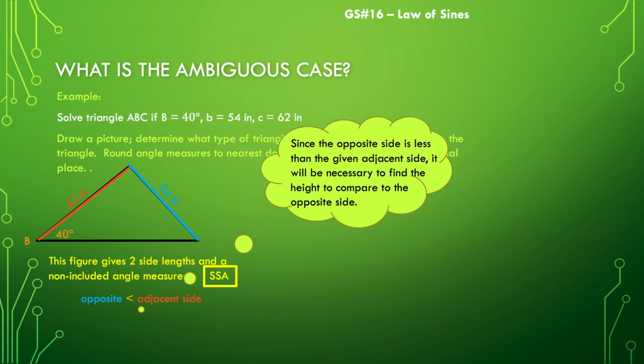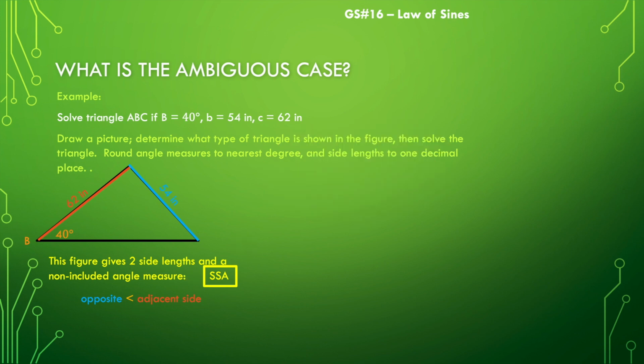Let's solve for the height and find out. Remember, the height is going to be equal to the adjacent side times the sine of this given angle measure. So 62 times the sine of 40 degrees. And I find that the height is about 39.9. So I'm looking at this height as about 40 inches. And so that opposite side is greater than the height. And what that means is there are two triangles possible, and I will have to solve for both of them.